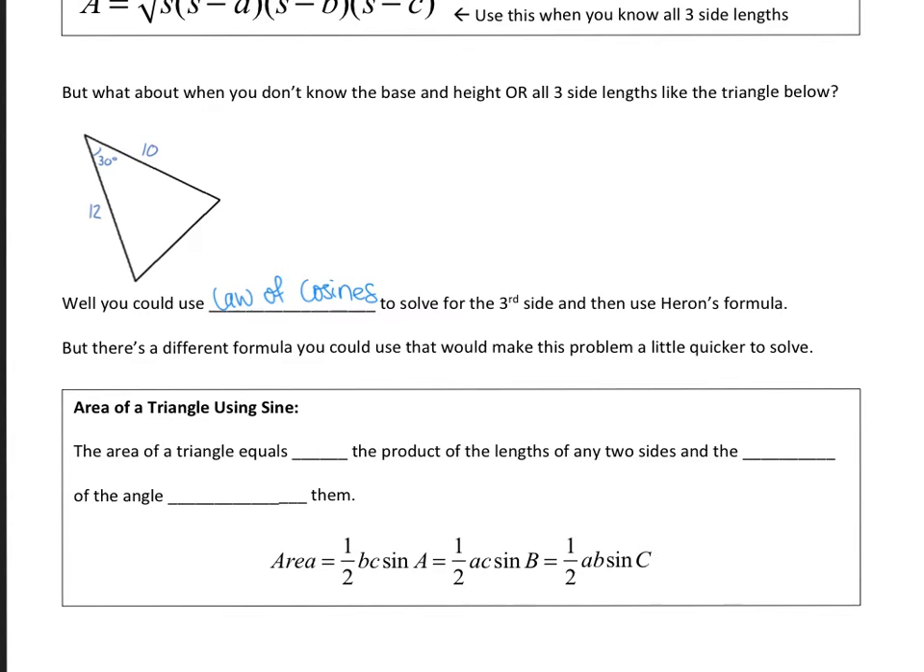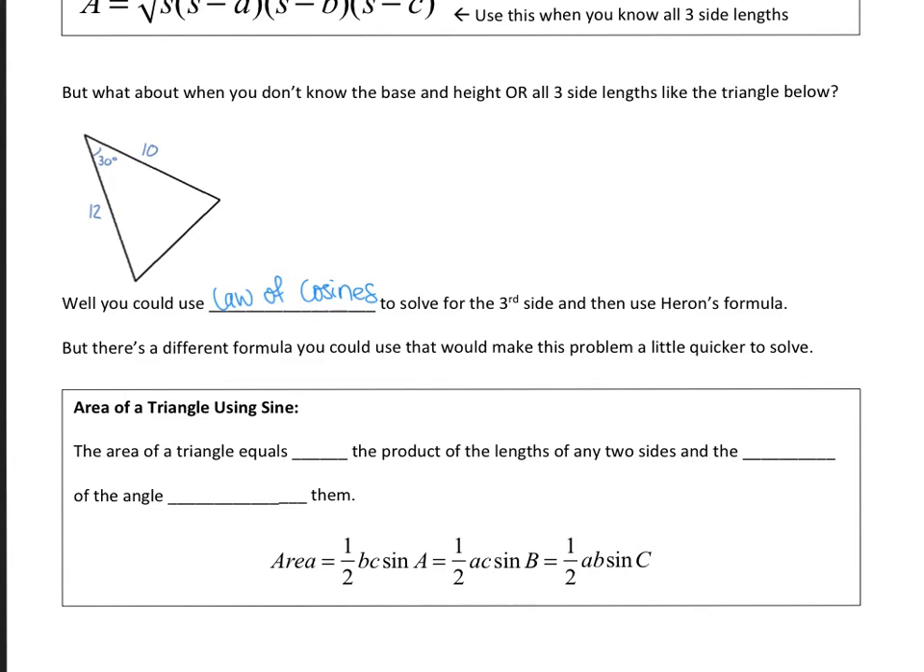And then you could use Heron's formula, because if you found that third side, you would know all three sides. You could find the semi-perimeter and use Heron's formula. But there's a different formula that we're going to be talking about today that would make this problem a little quicker to solve. I don't know if it really has a technical name, but I call it finding the area of a triangle using sine.